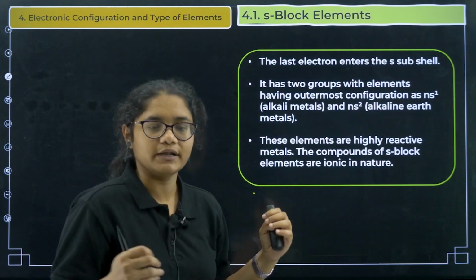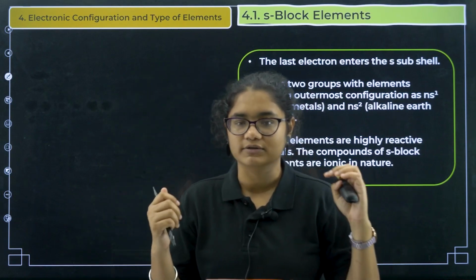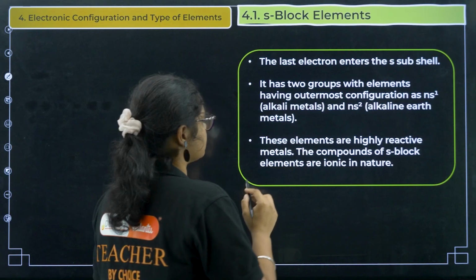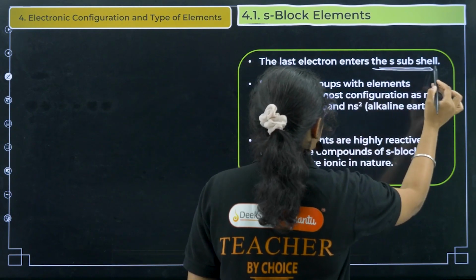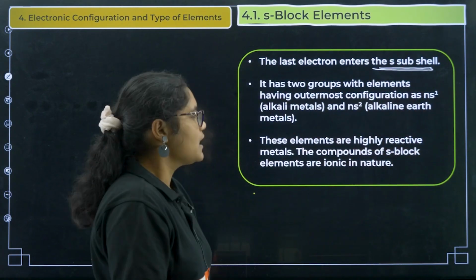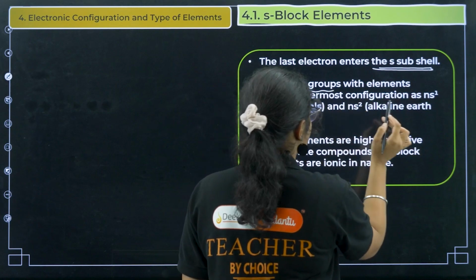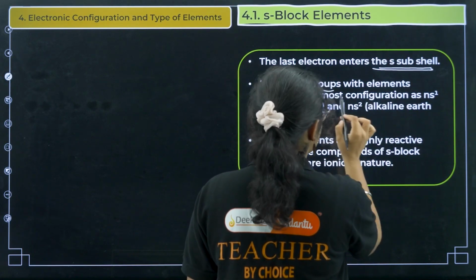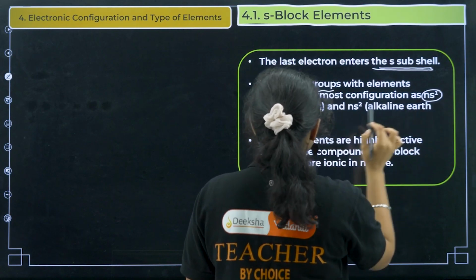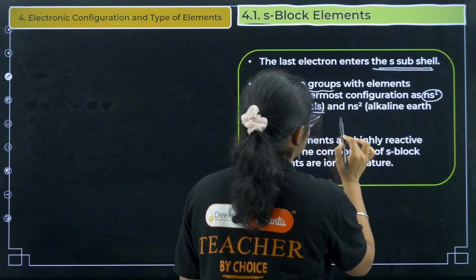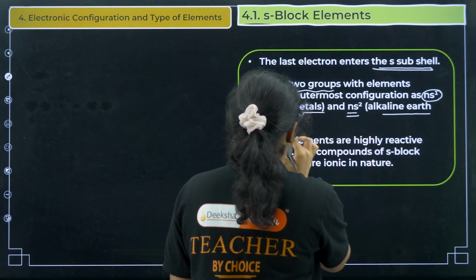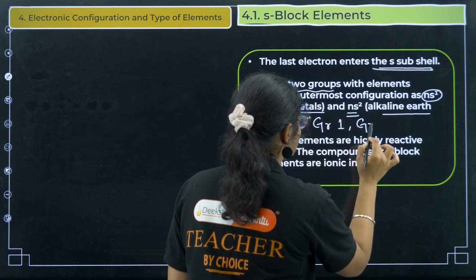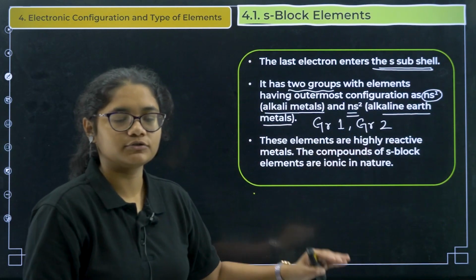Next, coming to electronic configuration and type of elements. The whole periodic table is divided into 4 blocks: S block, P block, D block and F block. First, the S block: here the last electron enters the S subshell, and it has 2 groups. This is very important. These 2 groups have outermost configuration ns1, that is alkali metals, and ns2, that is alkaline earth metals. So group 1 and group 2 of the periodic table belong to S block.